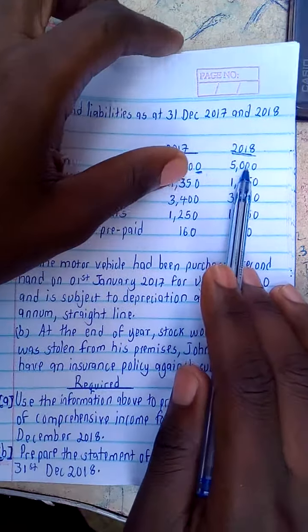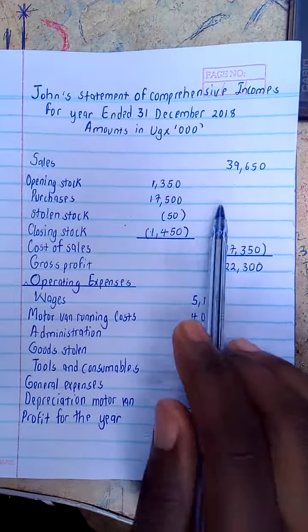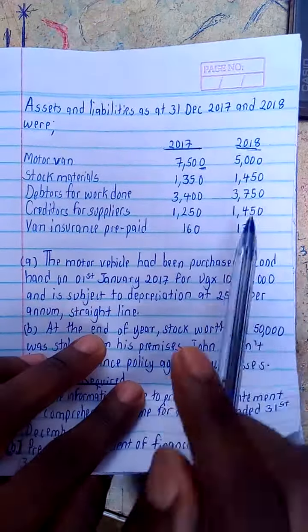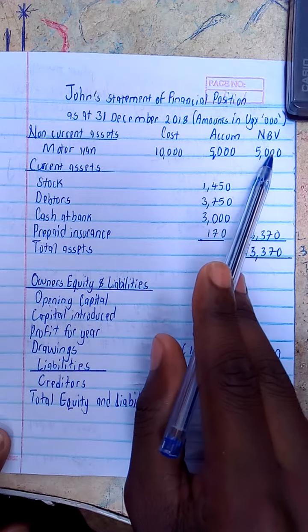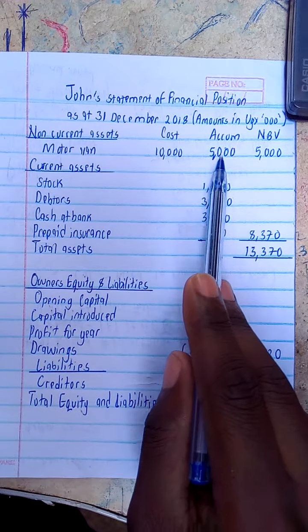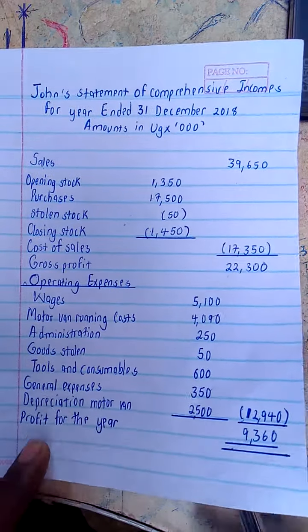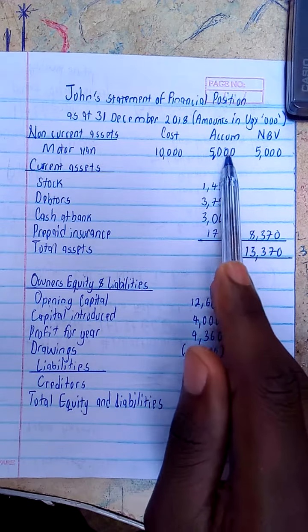Remember, this was my ending figure. That means this is going to be my NBV, and it's what I drop here. Now the difference will be accumulated depreciation. Now this accumulated depreciation is including a figure of depreciation for motor vehicle. It's including this figure, this one here.